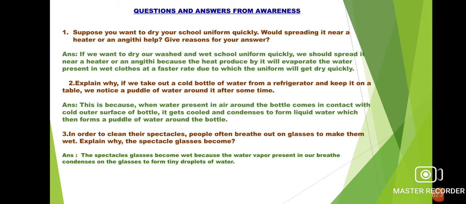Next, number 3, in order to clean their spectacles, people often breathe out on glasses to make them wet. Explain why the spectacle glasses become wet. So sometimes what do we do? We take out our spectacles and we just breathe out on the glasses to make them wet. Why? Because the water vapor which is present in our breath, since it is coming from inside our body, is hotter. So when it comes in contact with the glass surface of the spectacle, it condenses to form what? To form tiny droplets of water, and that water is used to what? It is used to rub the spectacles.